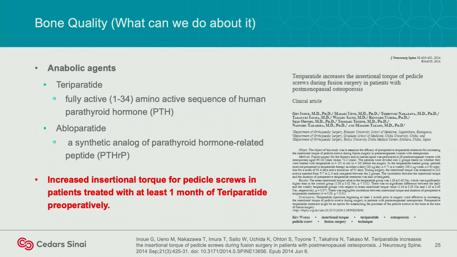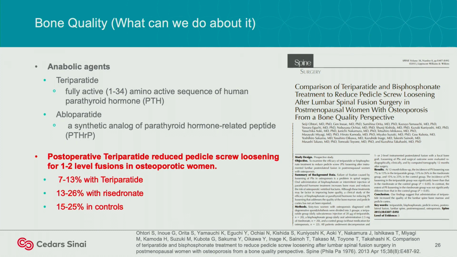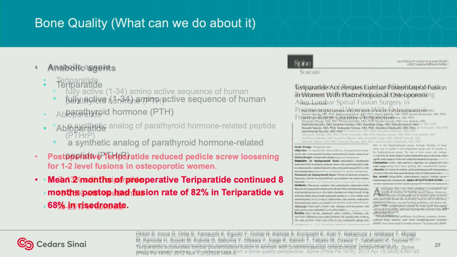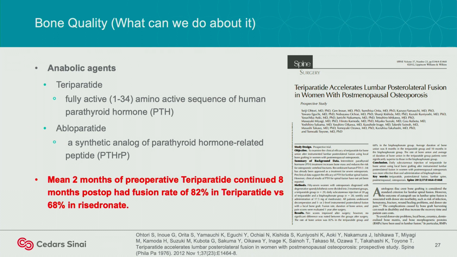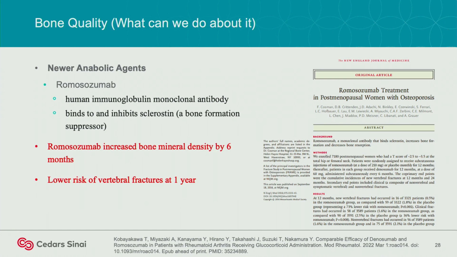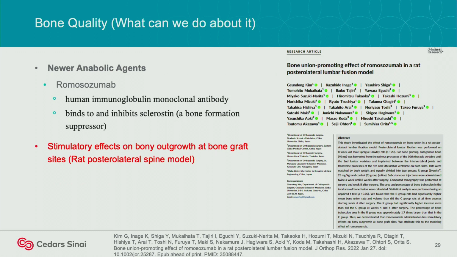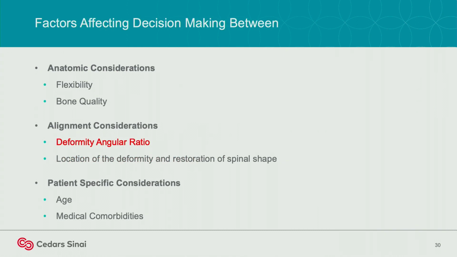To improve bone quality, as has been highlighted multiple times, now that we have anabolic agents, we can really improve our outcomes with these. Teriparatide has been shown to increase insertional screw strength, decrease screw loosening, and increase fusion rates. And newer agents like Evenity have also been shown to be anabolic in nature, with a low risk of vertebral fractures, and some animal models also show better fusion rates with these medications as well. So that's something in our toolbox that we can use preoperatively to change the patient's morphology and maybe make them a candidate for a less aggressive surgery.